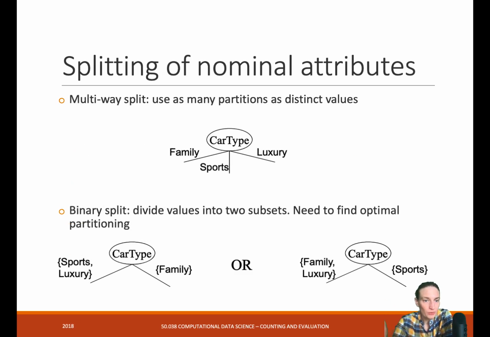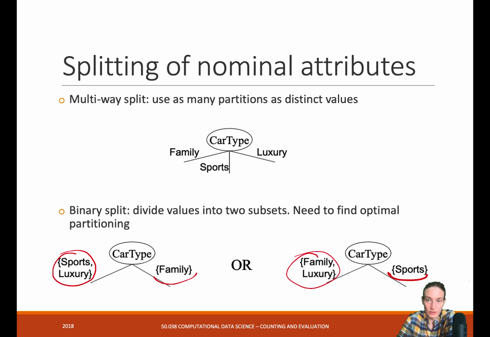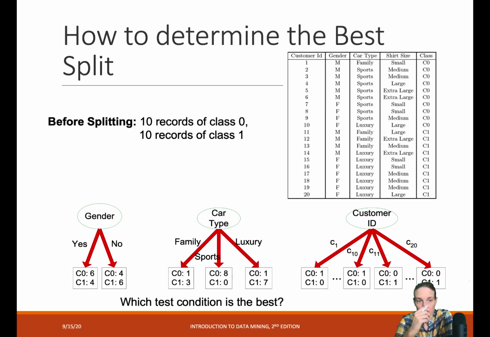Right, so how would we split? In case of a multi-way split, we use as many partitions as distinct values, or as we saw in the example, we can group certain values. And we need to decide which to group then as well. Okay. So how do we go about determining this best split?